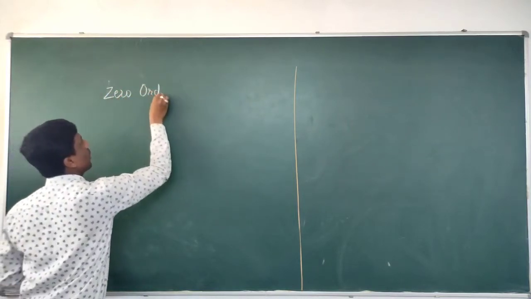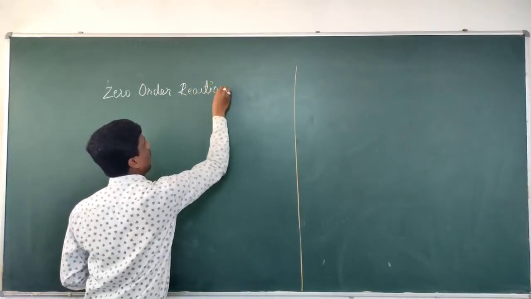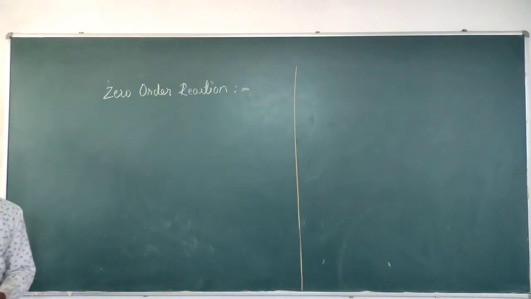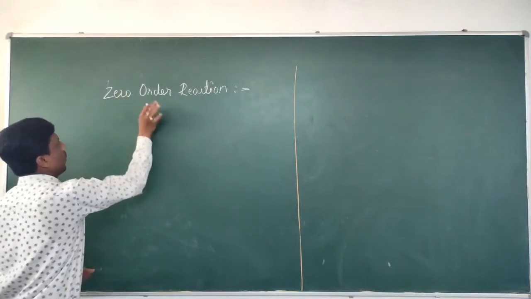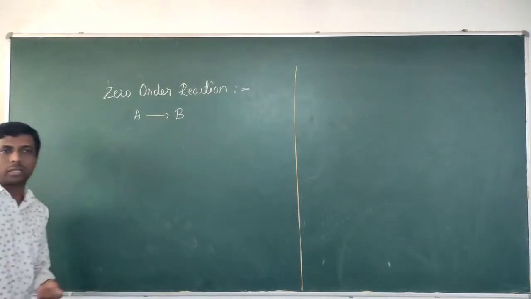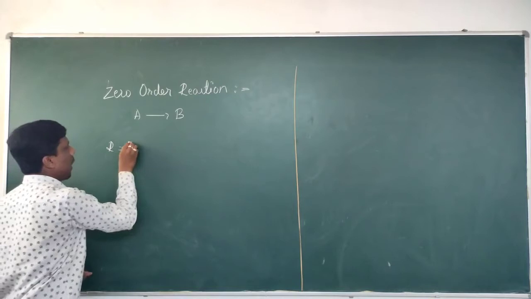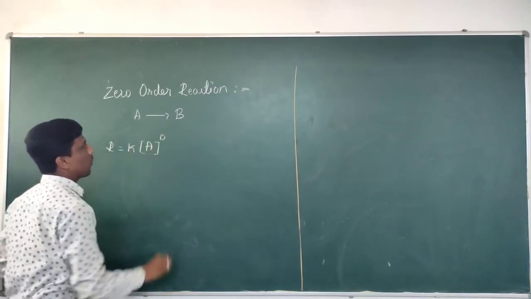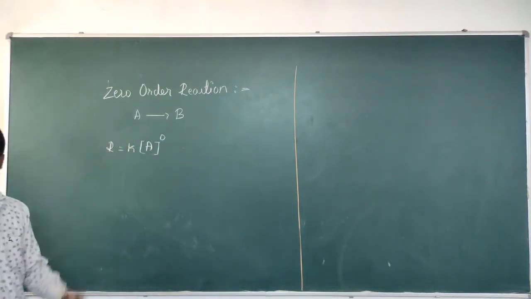Zero order reaction. What is the concept? Zero order reaction. Okay, it means for a reaction A gives rise to B, here rate is given by R is equal to K into molar concentration of A raised to the power 0. It is what? Rate expression for the zero order reaction.